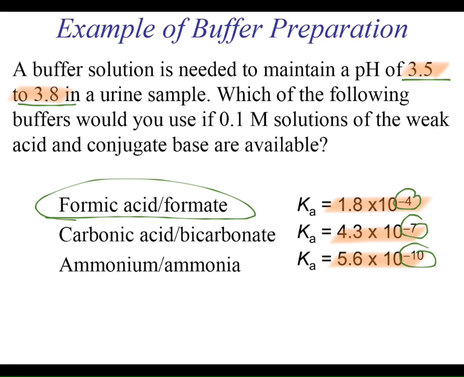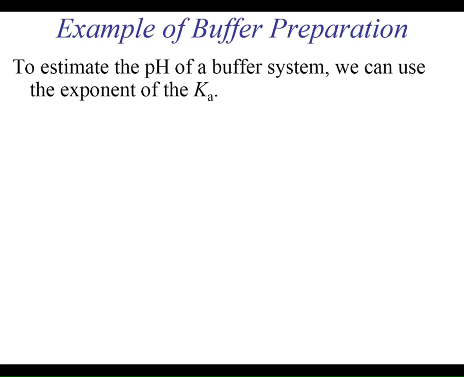What is the negative log of 1.8 times 10 to the negative 4th? 3.74. So that's right in the range where we want it to be, between 3.5 and 3.8. So if I used a buffer made up of 0.1 molar formic acid and 0.1 molar formate, it'd be 3.74, right in the range. But if I did the next one, it'd be like 6 something. If I did the next one, it'd be like 9 something. So that wouldn't work.